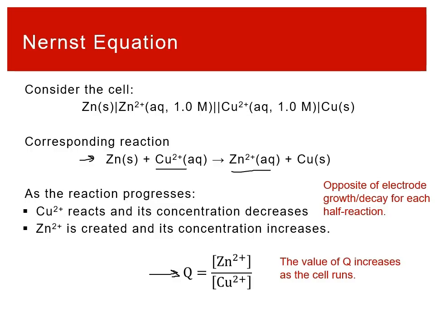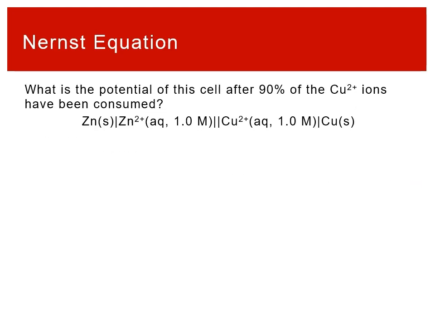So basically, how will the reaction quotient change as the cell runs? We know it's always going to increase. That's going to affect how the potential of the cell will change as it starts to run. As electrons flow, how does the push for more electrons to flow vary? So let's take a look.